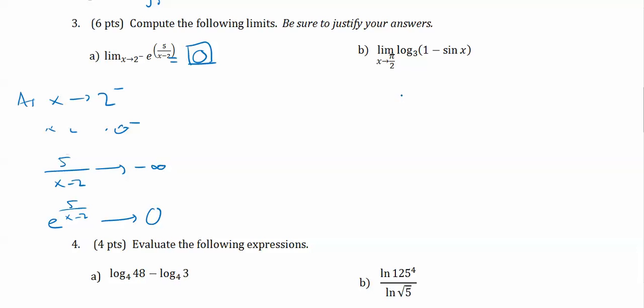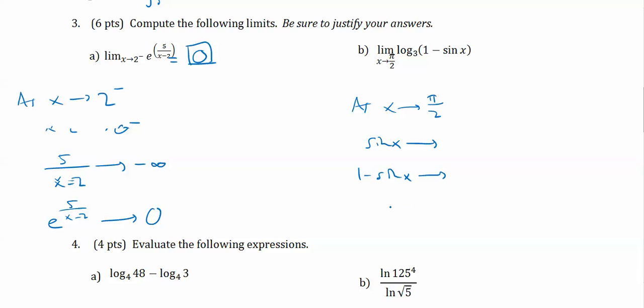And then for the next one, x is approaching pi over 2, and I didn't say it's from the left or the right, and the reason is it doesn't matter. Okay, this is not just a left-handed limit or just a right-handed limit, it's an overall limit. And so let's see how that plays out here. We'll say as x goes to pi over 2, we got to build up this function from the inside out. So the first thing you would do is sine x, and then you would do 1 minus sine x, and then you would do log base 3 of that.